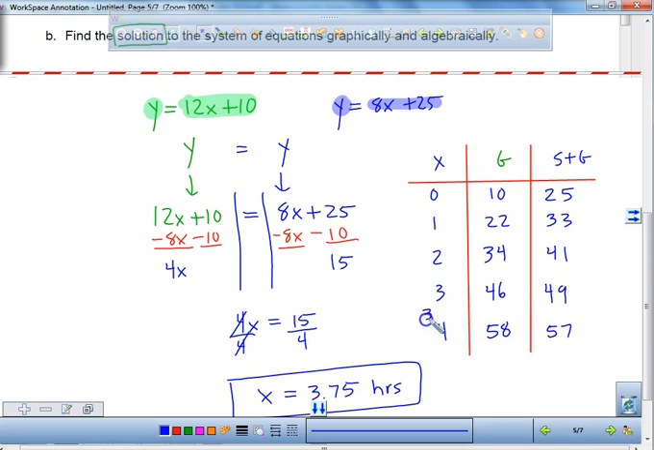Now what happened at 3.75? At 3.75, their price would be the exact same. So I want you guys to figure out what that cost would be right here. All you got to do is plug in 3.75 into this one, or plug in 3.75 into this one. All right. So what was the total cost when you plugged it in? Total of 55. So that's 55, and that's 55.